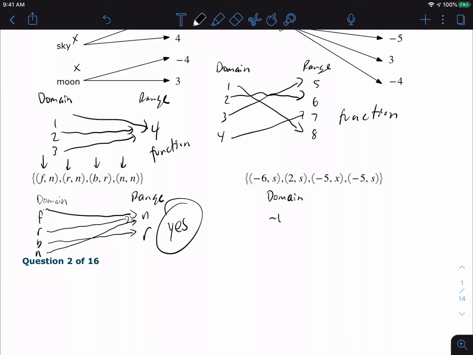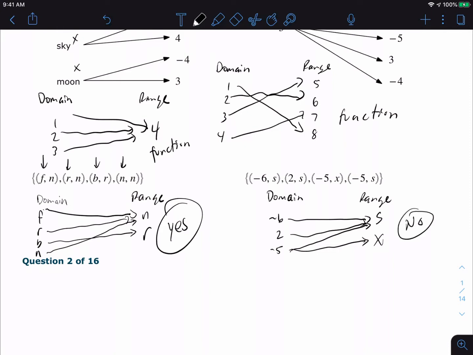In the next one, we have -6, 2, -5, and then we have -5. And so we've got our range is going to be S and X, right? So -6 goes to S, 2 goes to S, -5 goes to X, and -5 goes to S. Is this a function? No, because -5 is going to S and X. That's correct. So it's no, because -5 here causes us an issue. Does that help?